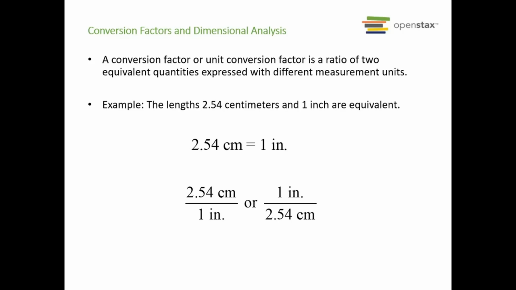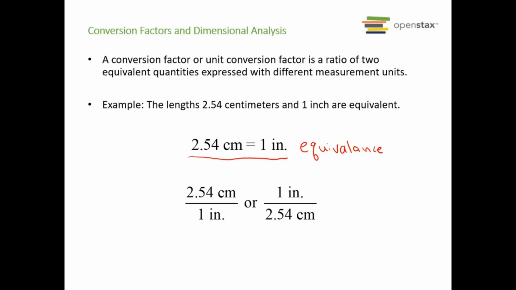So let's first talk about equivalencies and conversion factors. So a conversion factor is a ratio of two equivalent quantities that have different units. So for instance, 2.54 centimeters is equal to 1 inch. This is an equivalence. Okay, so 1 inch, don't mind my spelling, I am not an English major. So 1 inch is the same as 2.54 centimeters, but these are different units.